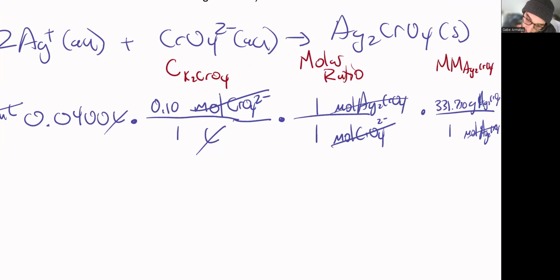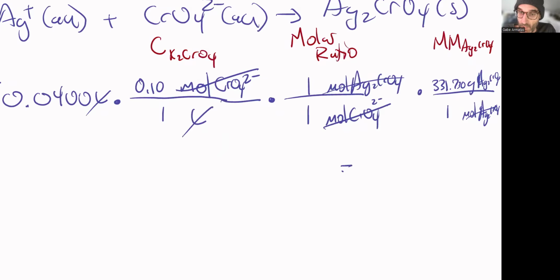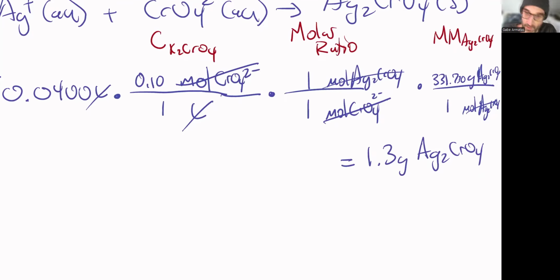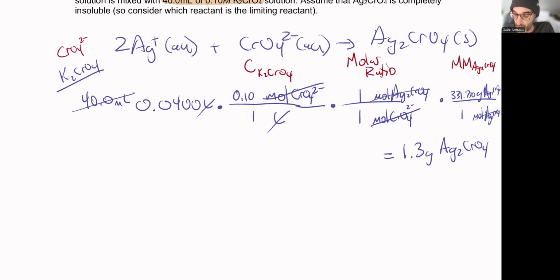So multiply this out. I end up with 1.3 grams, because I'm going to round to 2 sig figs since the concentrations have 2 sig figs, so my answer has to be 2. So the amount of silver chromate produced by the potassium chromate solution, I would produce 1.3 grams of silver chromate.